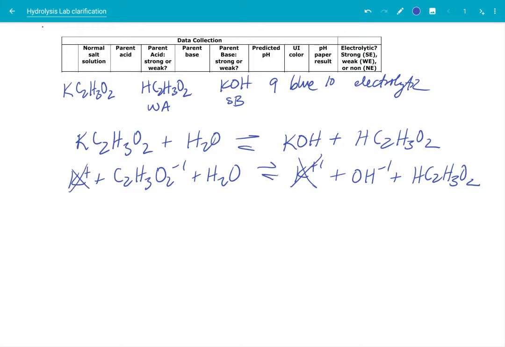That K is going to go away. So my net ionic at the end is C2H3O2 minus 1 plus water, and it's going to yield that OH minus 1 plus HC2H3O2.